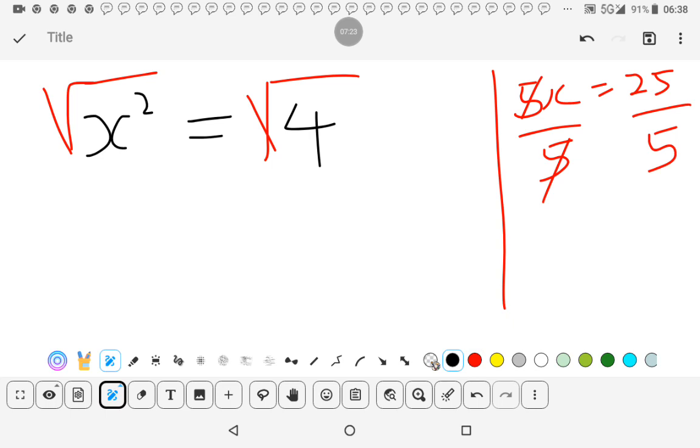So the square will cancel the root here, and you will be left with x is equal to the square root of 4, which gives you 2. But whenever you take the square root of a number, you always have two solutions, plus or minus. So the answer is plus or minus 2.